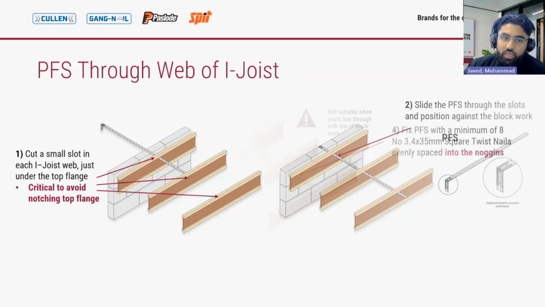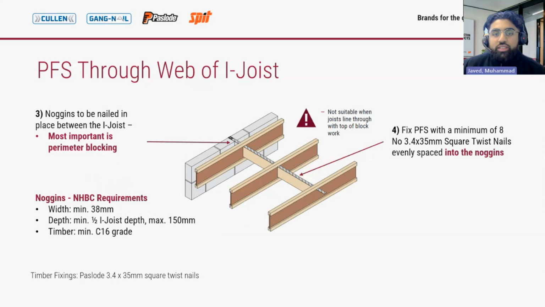Once the strap is in place, noggins are nailed in place between the I-joists, and same as before, the most important is that perimeter blocking. So once the noggins are installed, the strap is then fixed to the noggin using the square twist nails, and the NHBC requirements for noggins still apply here, except it'll be inverted for width and depth, because in the previous applications, noggins were installed horizontally, whereas here you can see that they are installed vertically.